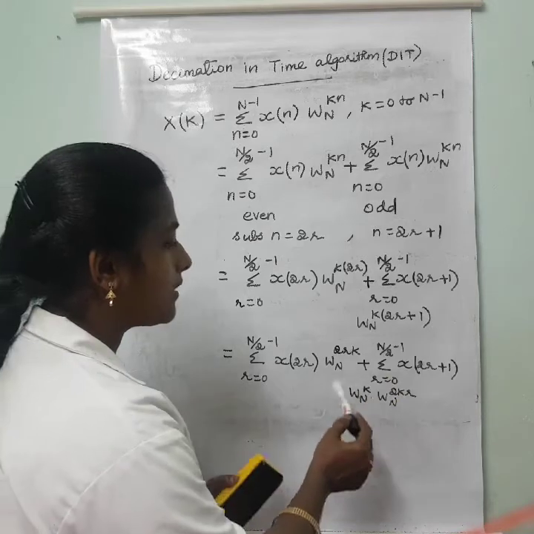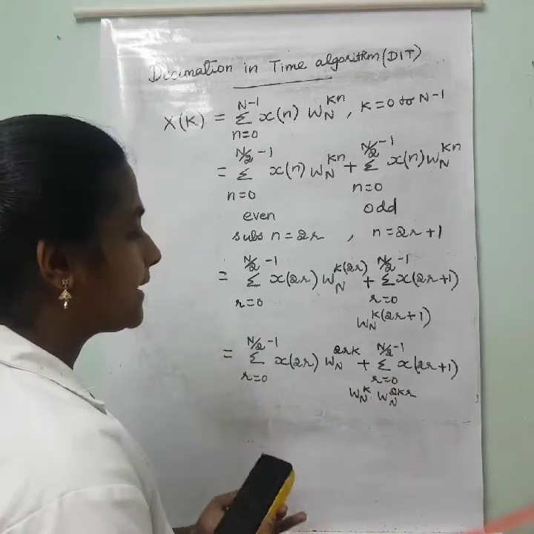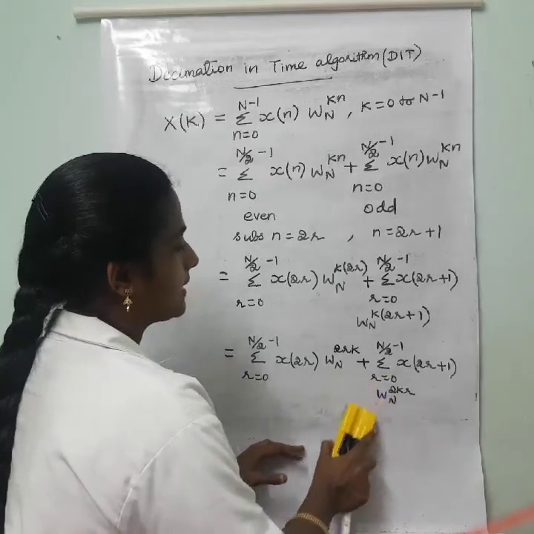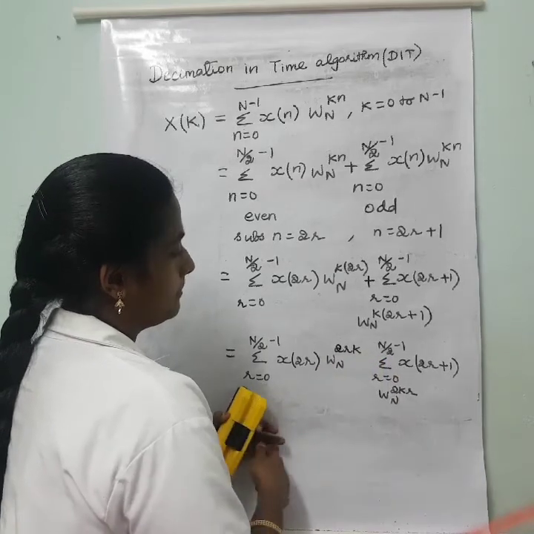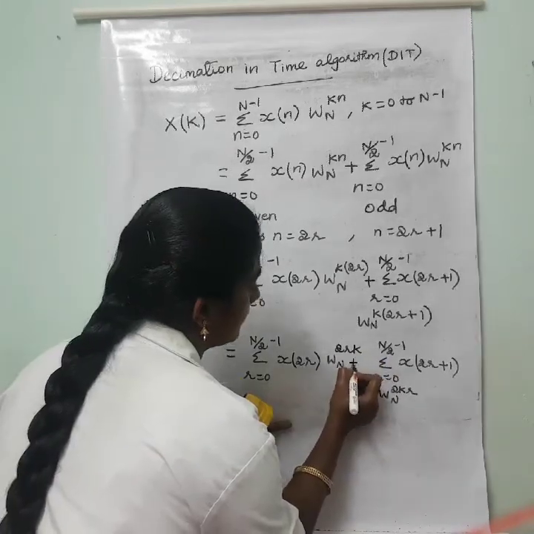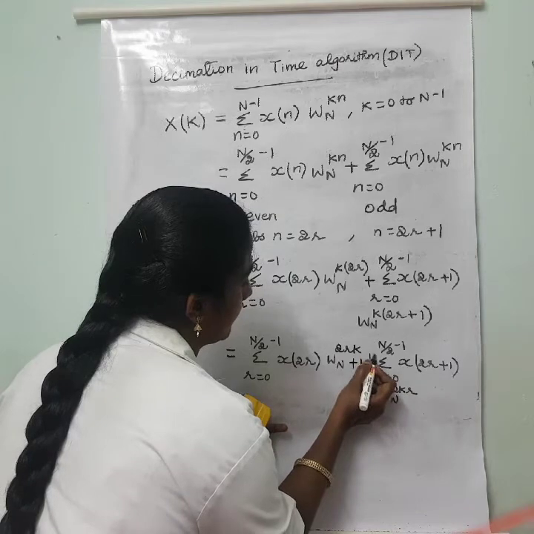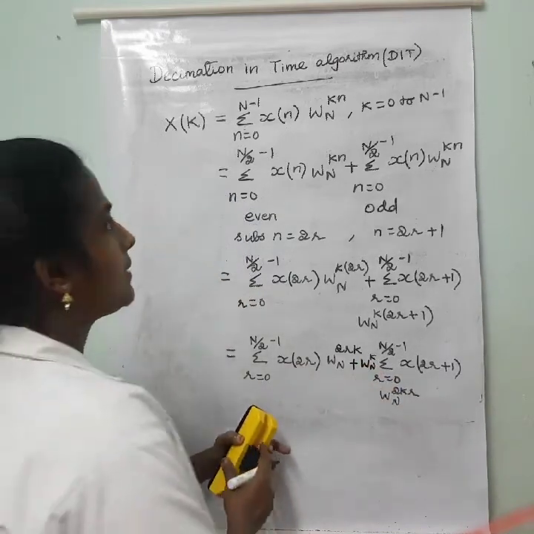So this is the constant term, so you can take it outside. So you will get it like this, a plus W_N power k. So this is the equation.